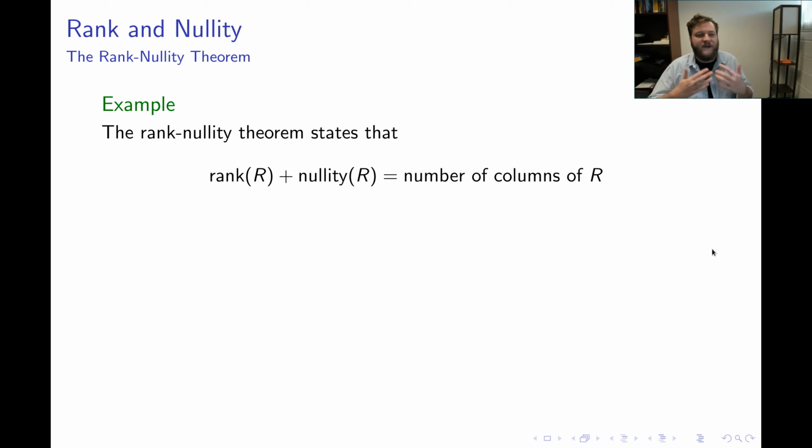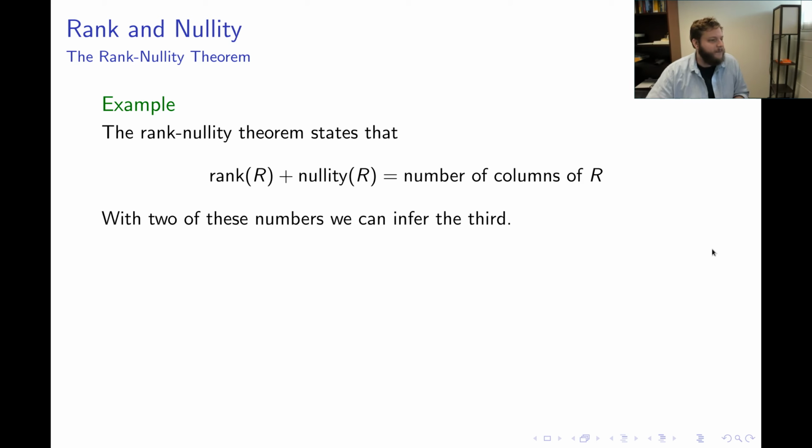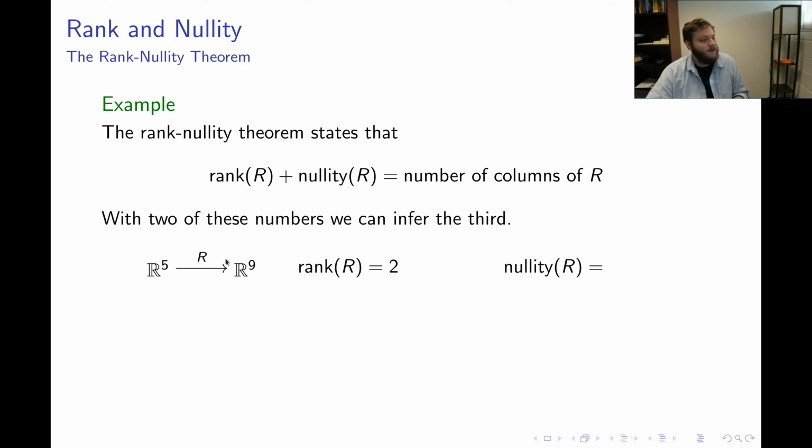Now, what does the Rank-Nullity theorem do for us? It's an equation that relates 3 numbers. So if you give me any 2 of those 3 numbers, I can infer the missing third. So let's see this in action. Let's say that I have the following data here. Let's say that in arrow notation, my matrix R goes from R5 to R9, and let's say that someone tells me the rank of this matrix is 2.